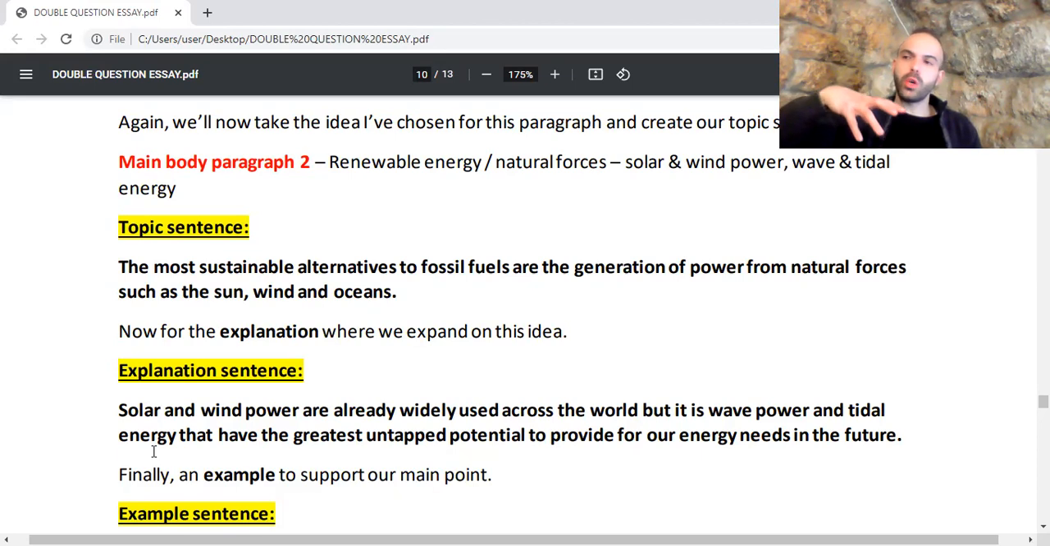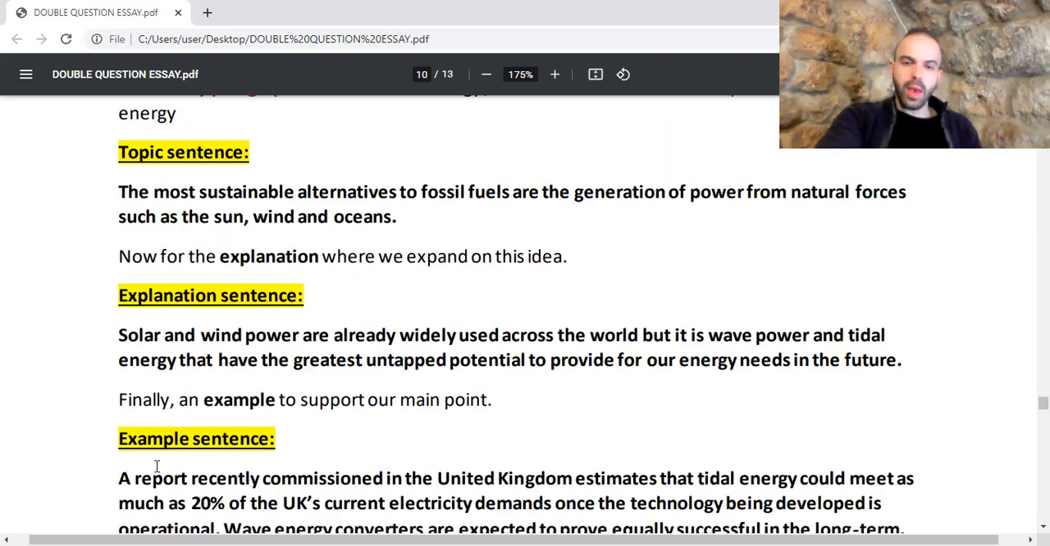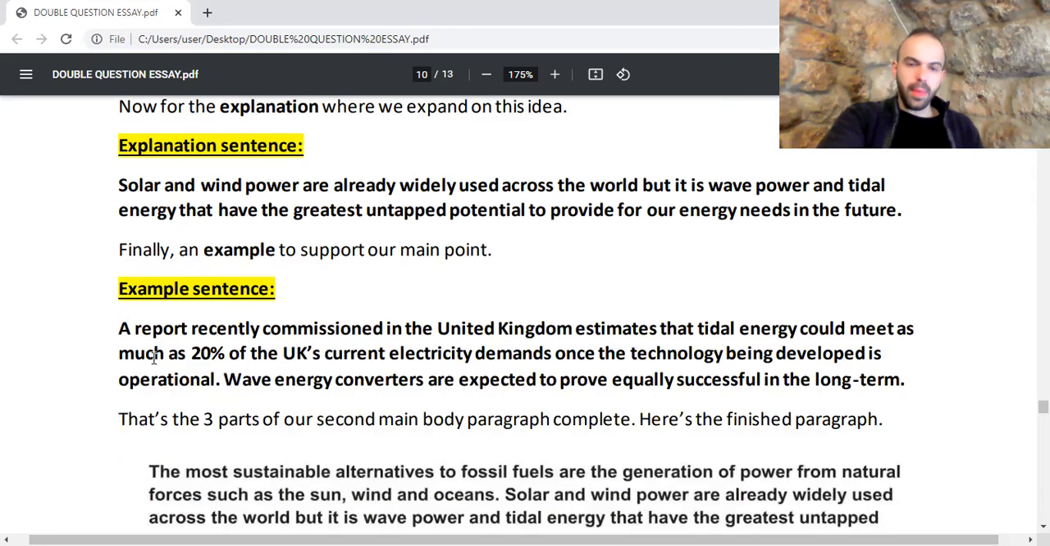We use waves for the sea, and we use tides for the ocean, okay? So now, finally, we have to add an example sentence. A report recently commissioned in the United Kingdom estimates that tidal energy could meet as much as 20% of the UK's current electricity demands once the technology being developed is operational. Wave energy converters are expected to prove equally successful in the long term.